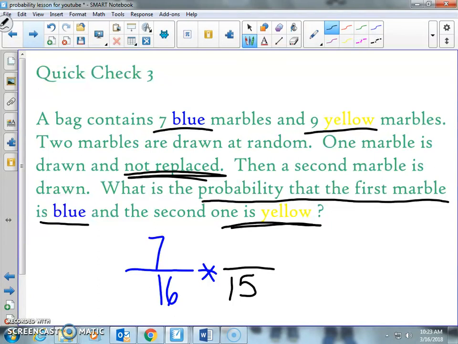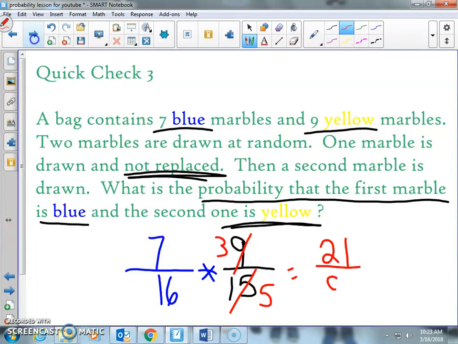Well, there are 9 yellows. There were 7 blues first. I drew it. I took out that blue marble and I set it on the floor. I didn't put it back in the bag. So now when I drew the second time, there were only 15 marbles. 9 of them are yellow. And again, to multiply, I'd like to simplify first. I don't see any more simplifying we can do.